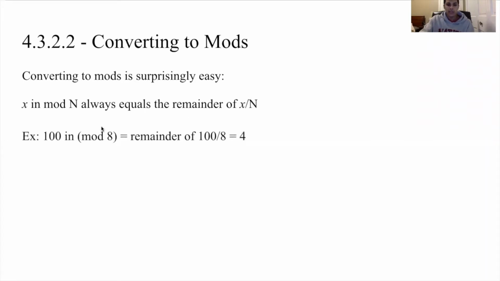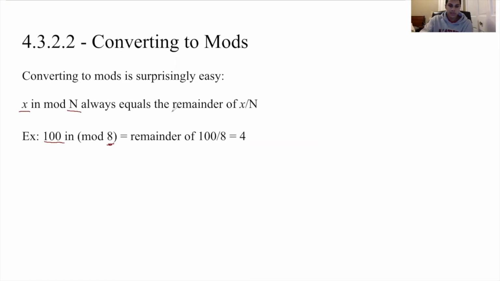Let me give you an example of this. 100 in mod 8 would be equal to the remainder of 100 over 8, which would be 4 in mod 8. If we break this down and relate it to what we just said, we'd see that 100 is our x, because it's the number we're starting with. The mod number, n, is 8.